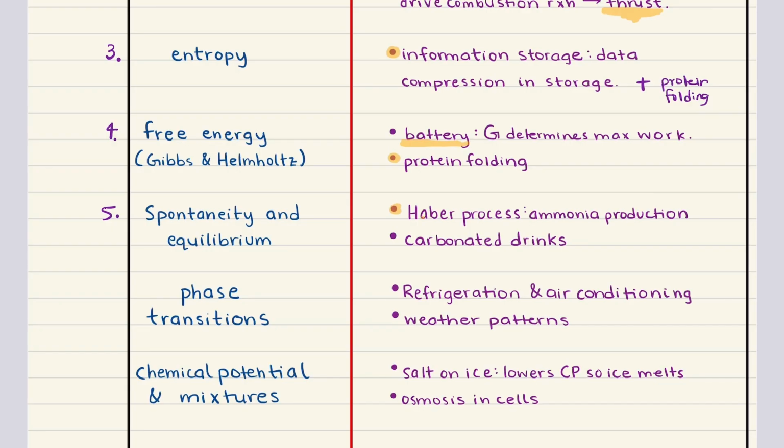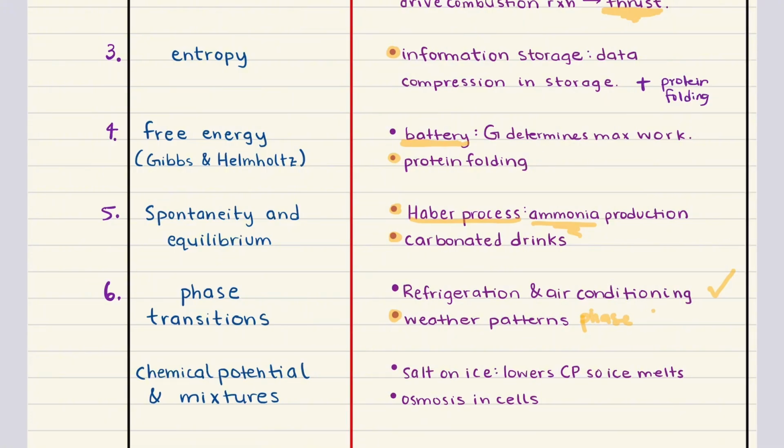Industrial processes like the Haber process for ammonia synthesis depend on controlling equilibrium to maximize product yield. Even something as simple as the carbonation in drinks reflects equilibrium principles, where dissolved gases balance between the liquid and the atmosphere. Phase transitions are another area where thermodynamics gives us predictive power. Refrigeration and air conditioning rely on the controlled vaporization and condensation of fluids. And weather patterns on Earth depend on the thermodynamics of phase changes in water vapor.